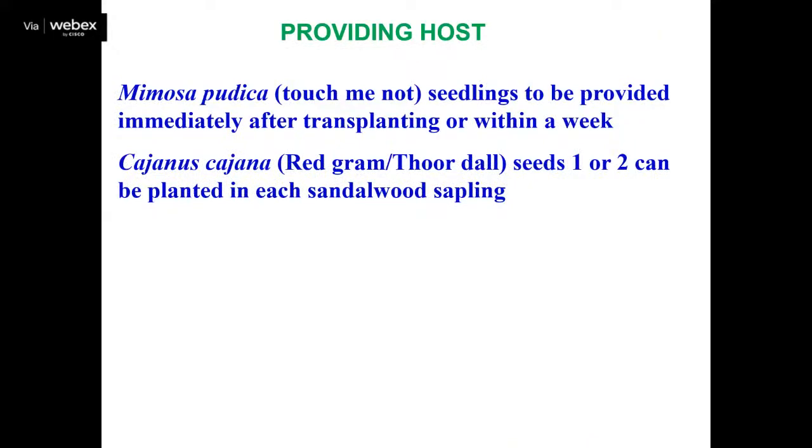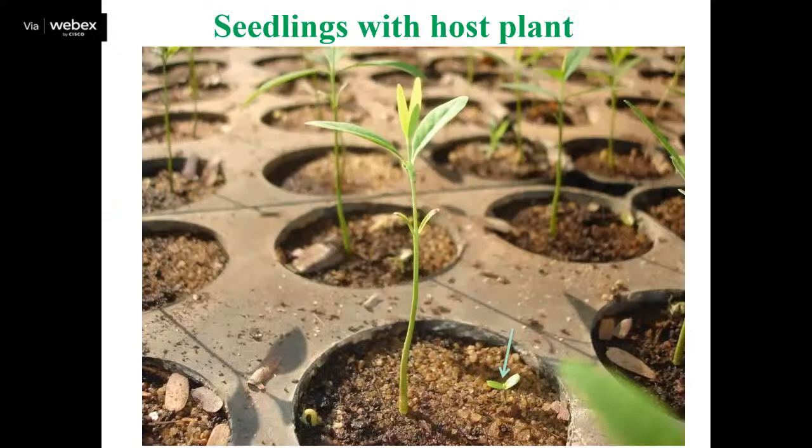Generally, the host which is used is touch me not, botanical name Mimosa pudica, and red gram, Cajanus cajan. Cajanus cajan seeds are sown near the seedling. After a week, they start germinating. They will serve as a host to the sandal plants which are in the bed.